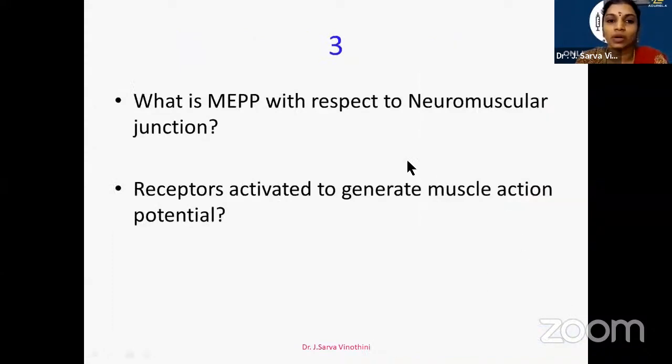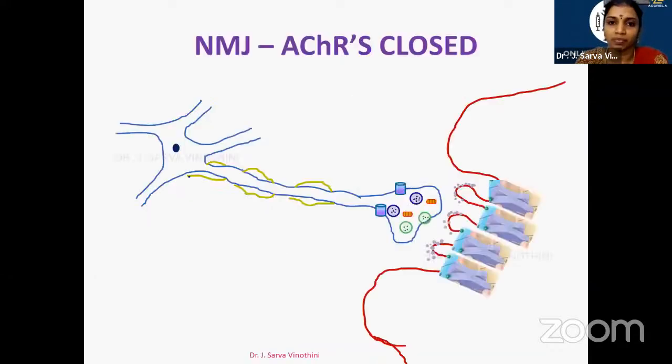What is MEPP with respect to the neuromuscular junction, and what are the receptors that are activated to generate muscle potential? So this is the neuromuscular junction as we have already seen, and we can see here this is the acetylcholine receptor which is closed. We saw that it has 5 subunits stacked in a barrel shape, and they just come together and close the receptor. Even if it is bound by one molecule of acetylcholine, it still doesn't open. Both the alpha subunits have to be occupied, only then it will open.